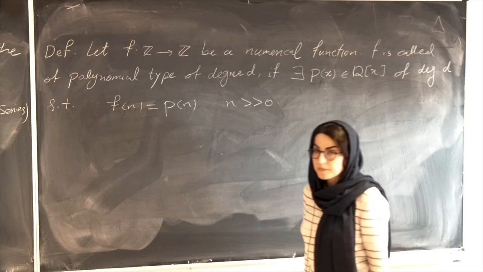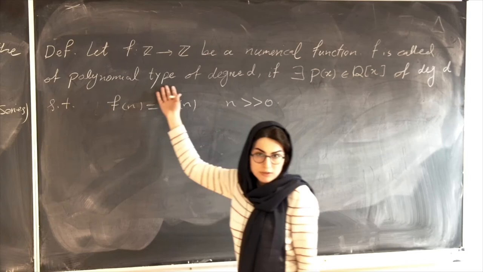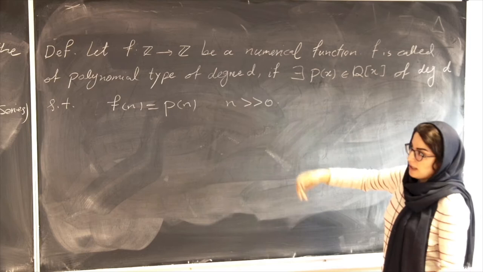So we want to show that the Hilbert function in fact has this property. It is of polynomial type of some degree, which turns out to be the dimension of the module minus one. So this is our first goal.